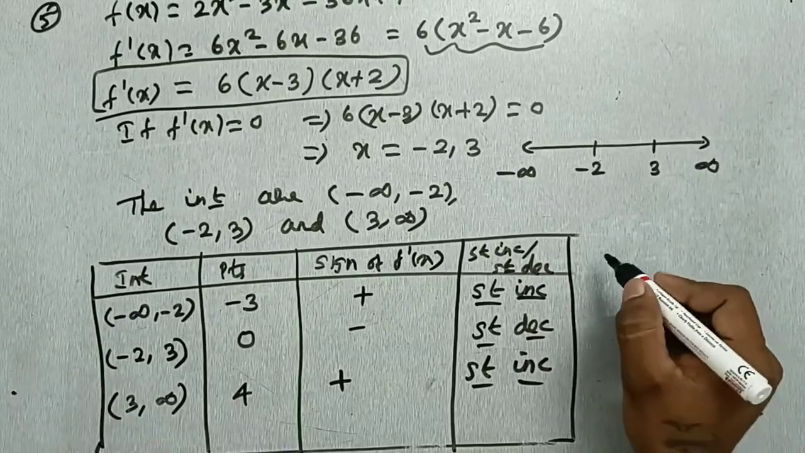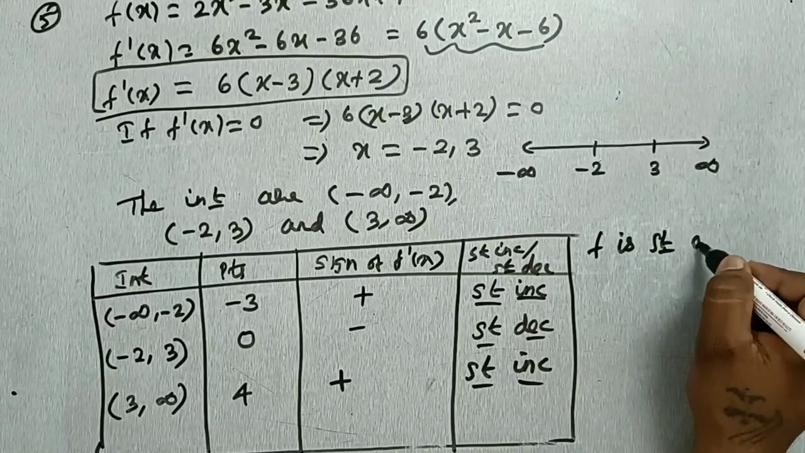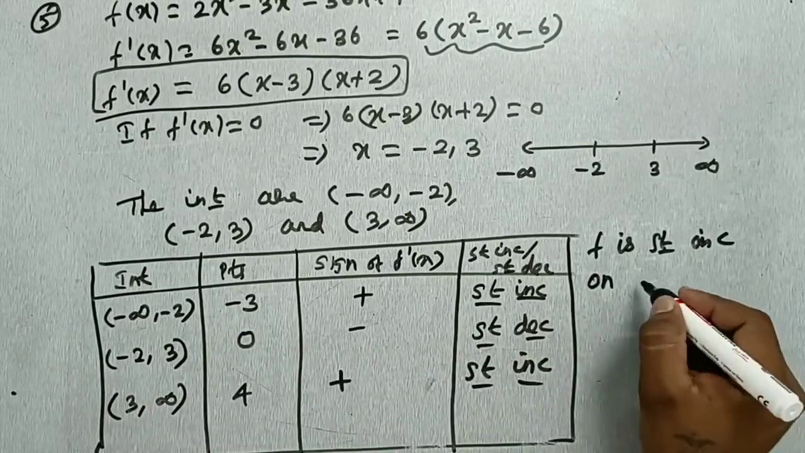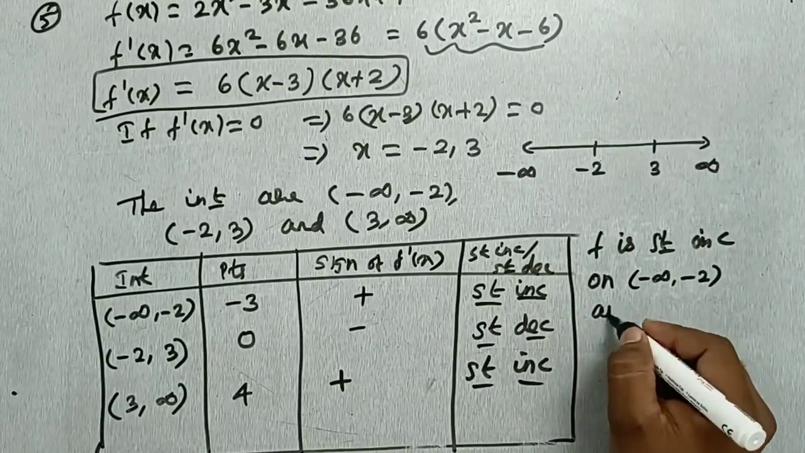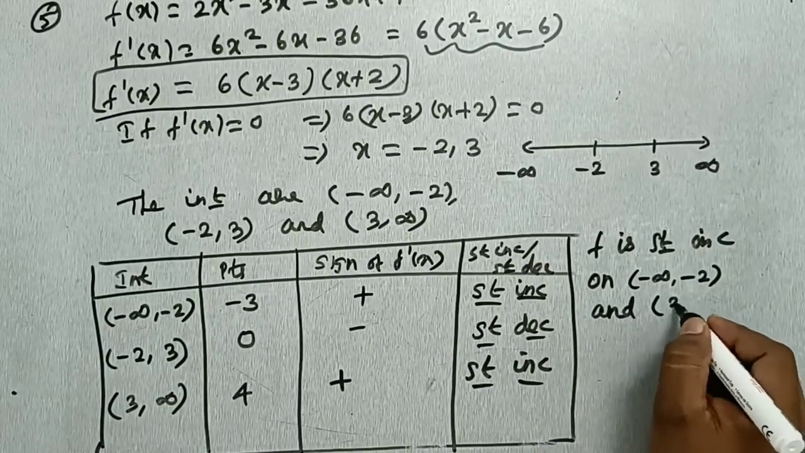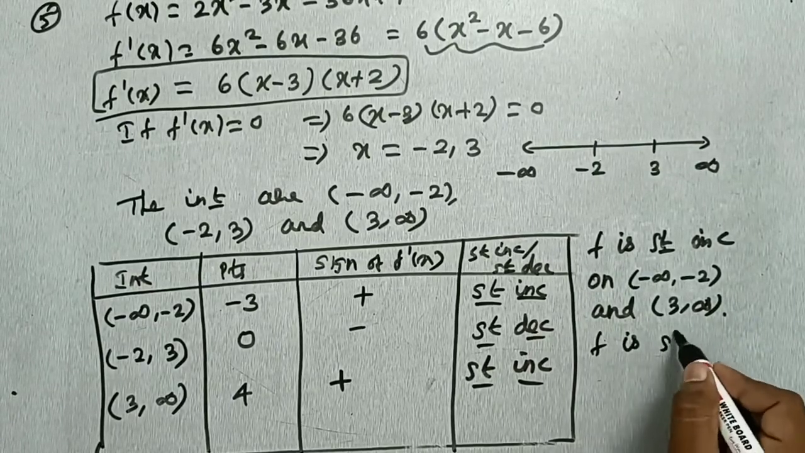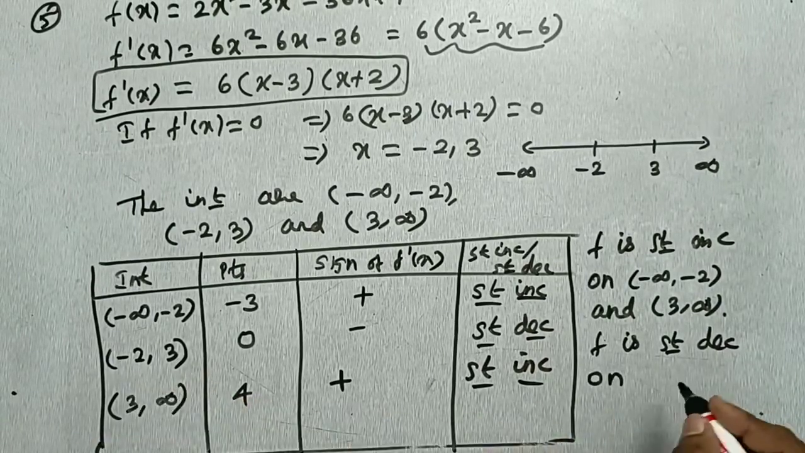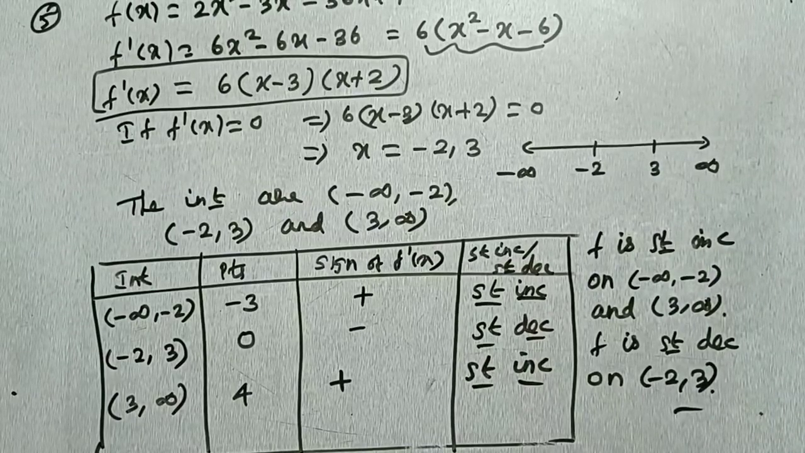That is, f is strictly increasing on which intervals? Minus infinity to minus 2 and 3 to infinity. Similarly, f is strictly decreasing on the only interval, minus 2 to 3. Now we will see this diagrammatically.